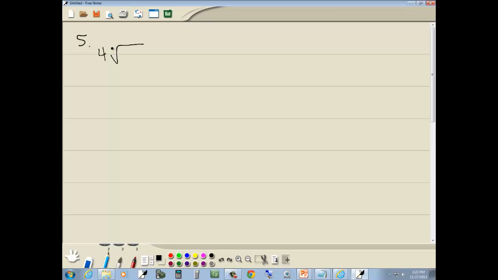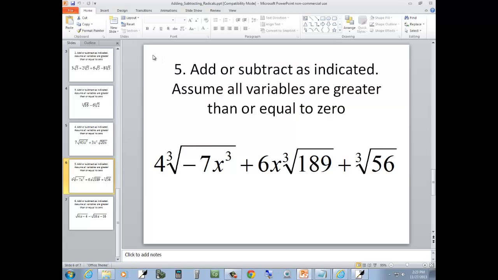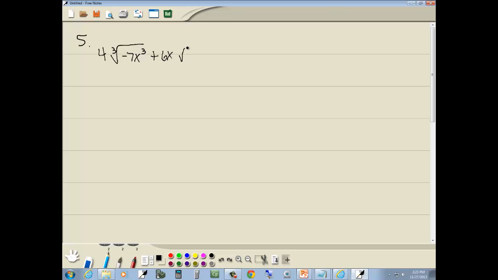4 cube root of negative 7x to the third plus 6x cube root of 189 plus cube root of 56. Okay. Well, let's simplify the radical. And if you got a negative inside, then you take the negative and put it out in front. So we'll start with that.